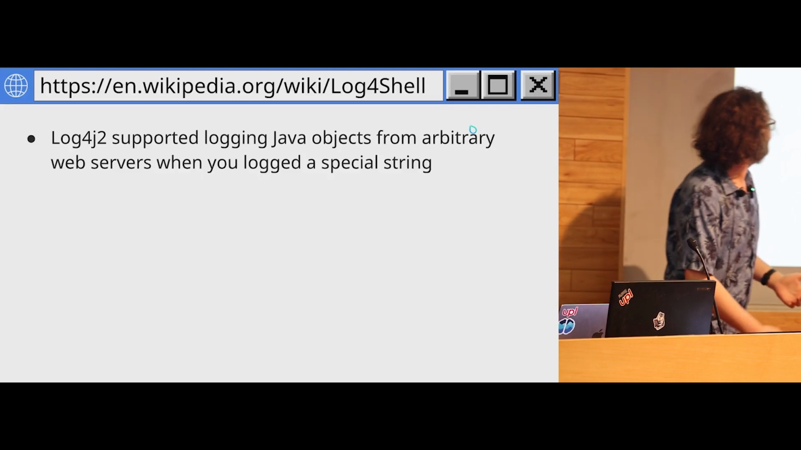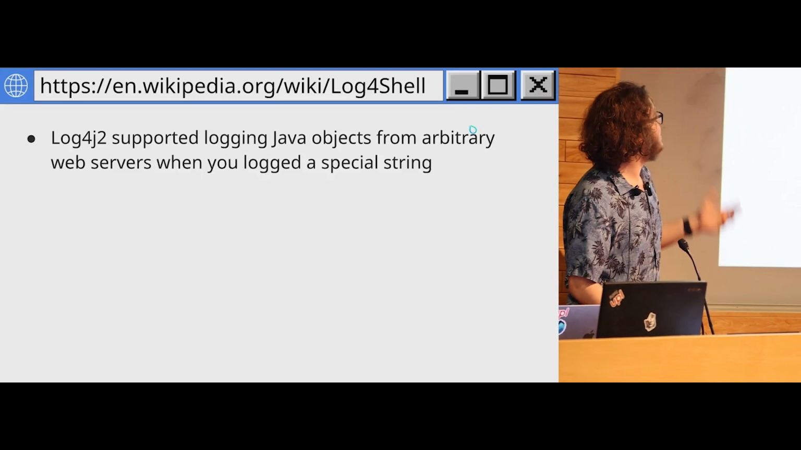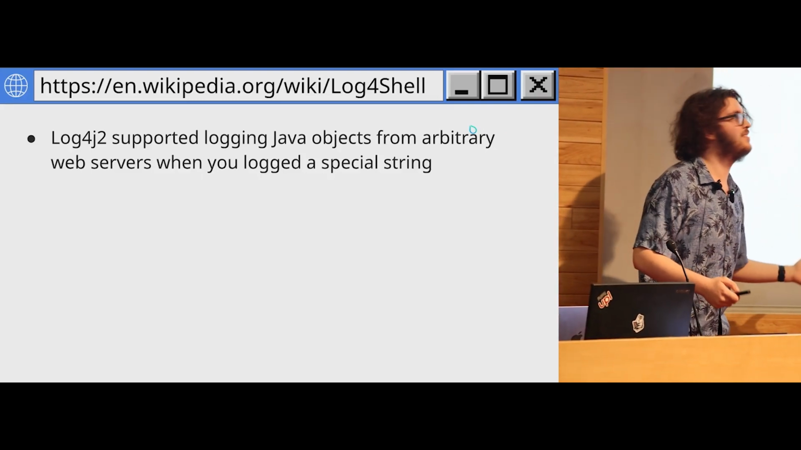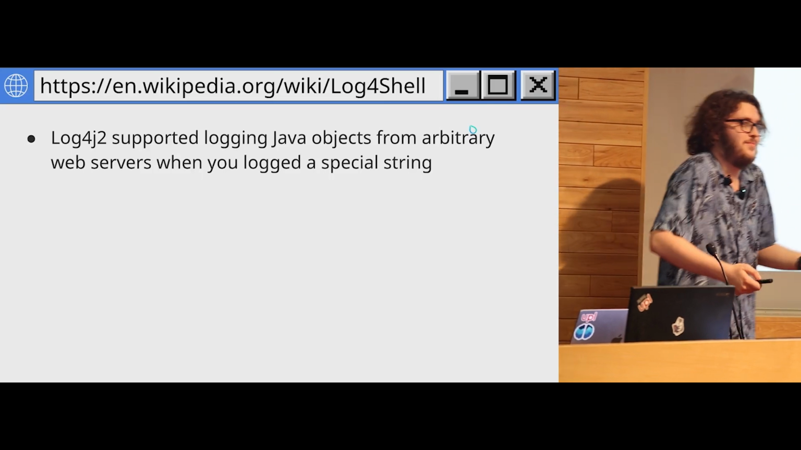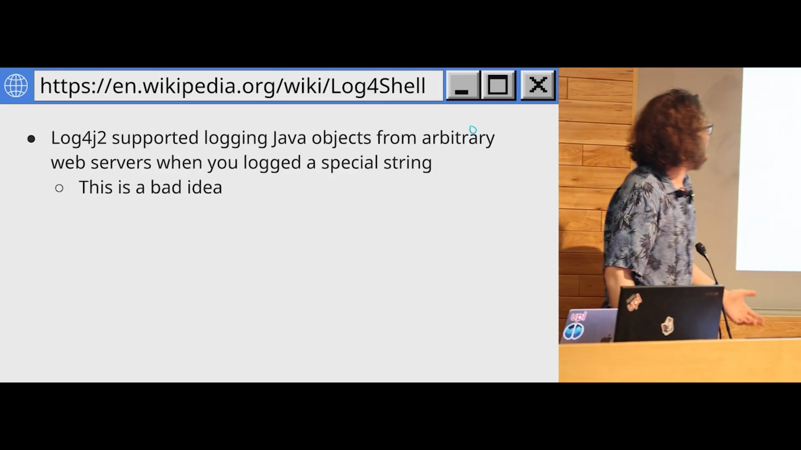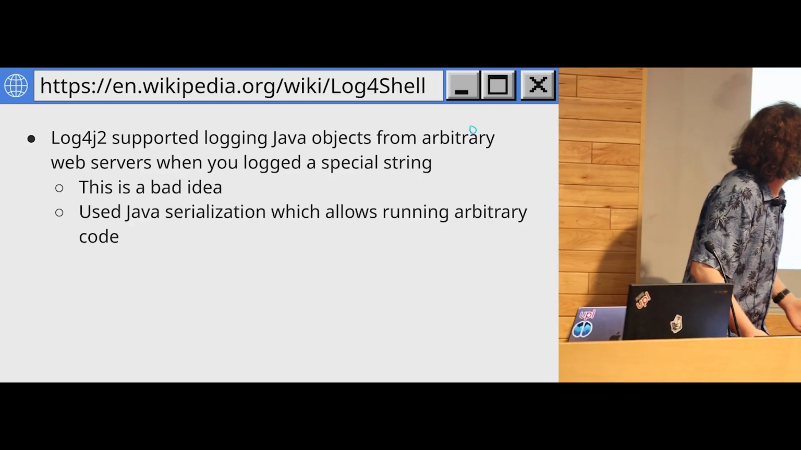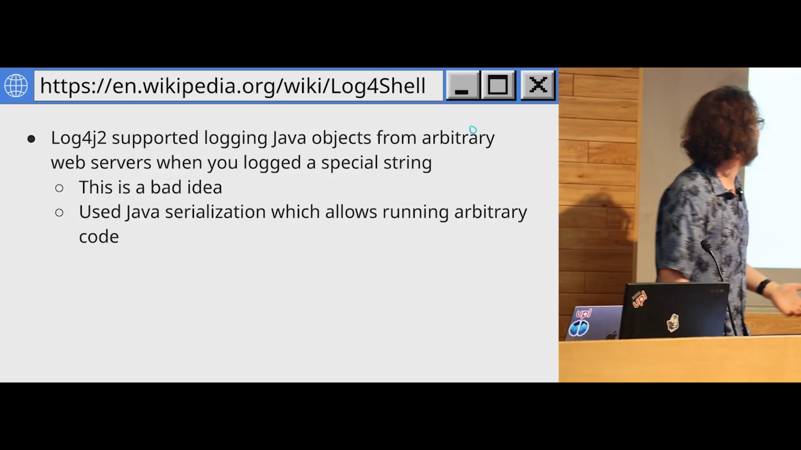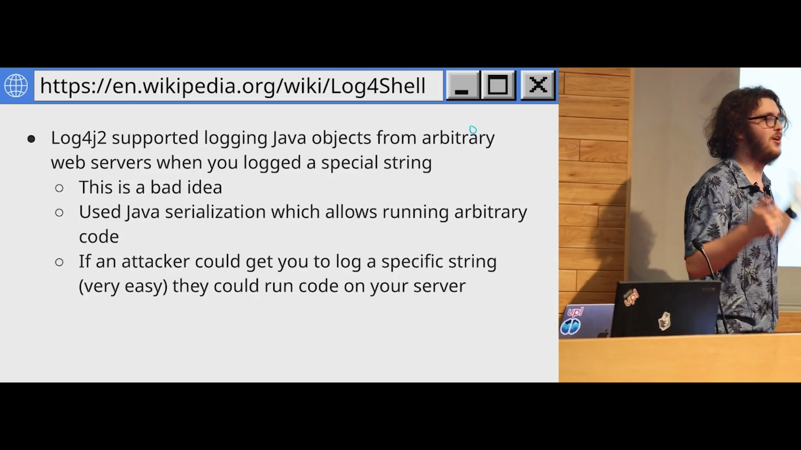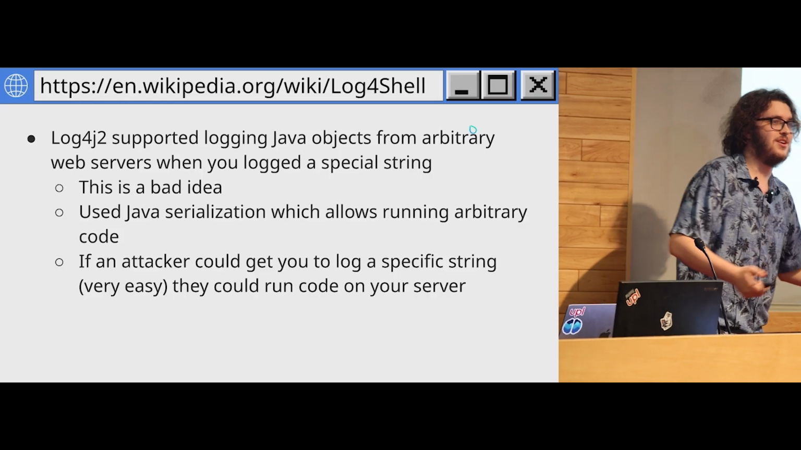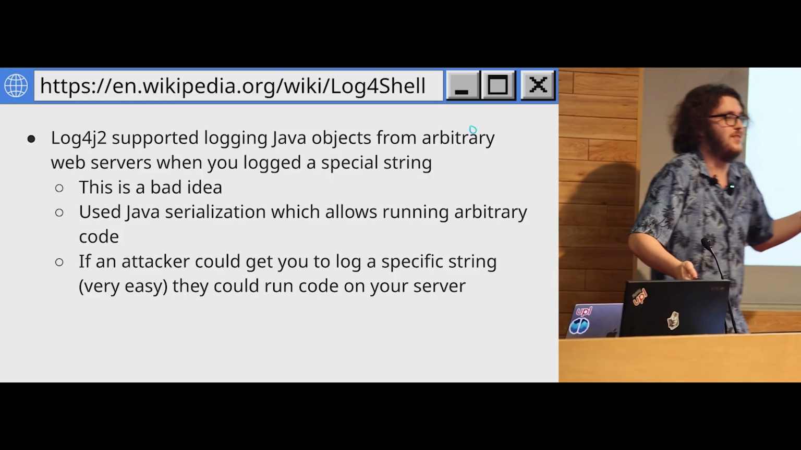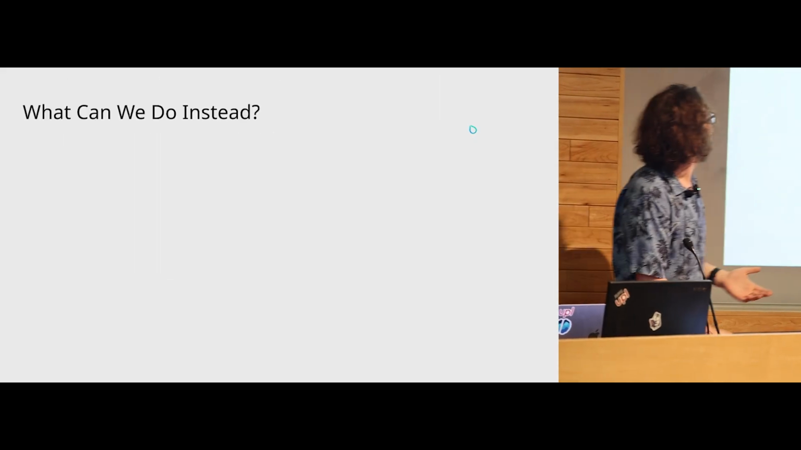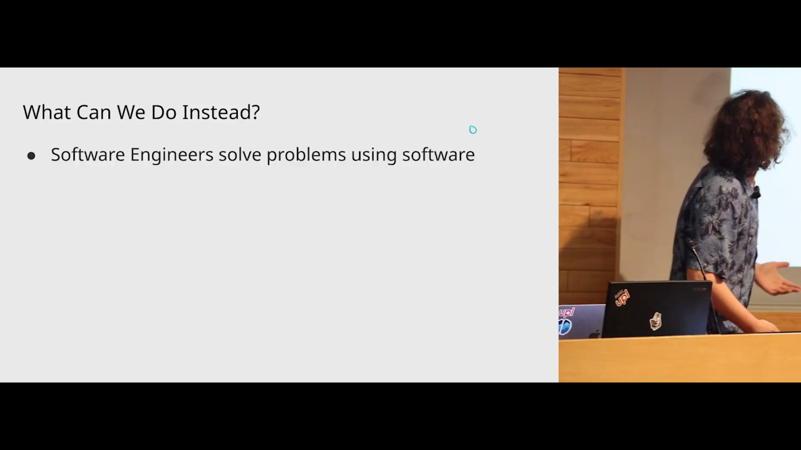So Log4j 2 had a vulnerability because it supported logging Java objects from arbitrary web servers when you printed a special string. And this is a bad idea. And even worse, it used Java serialization, which allows running arbitrary code. So if an attacker just tricks you into logging a specific string, they could run whatever code they wanted on your web server. And nobody wants this. So what can we do instead?